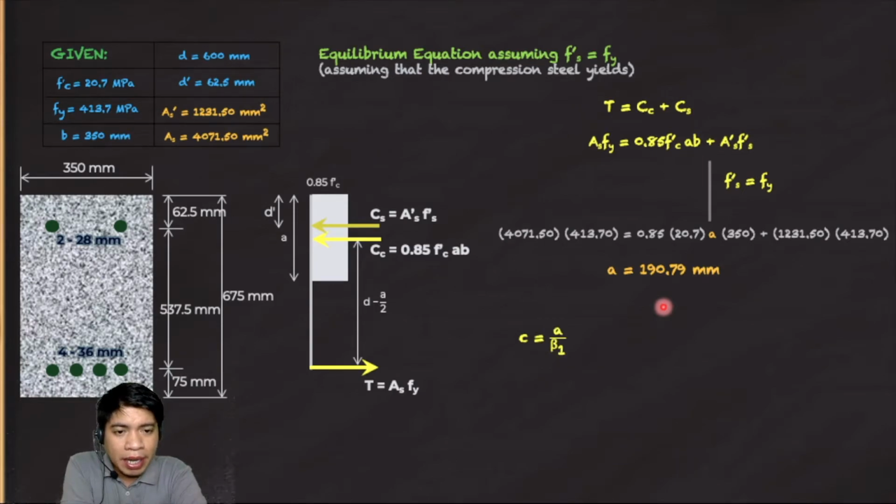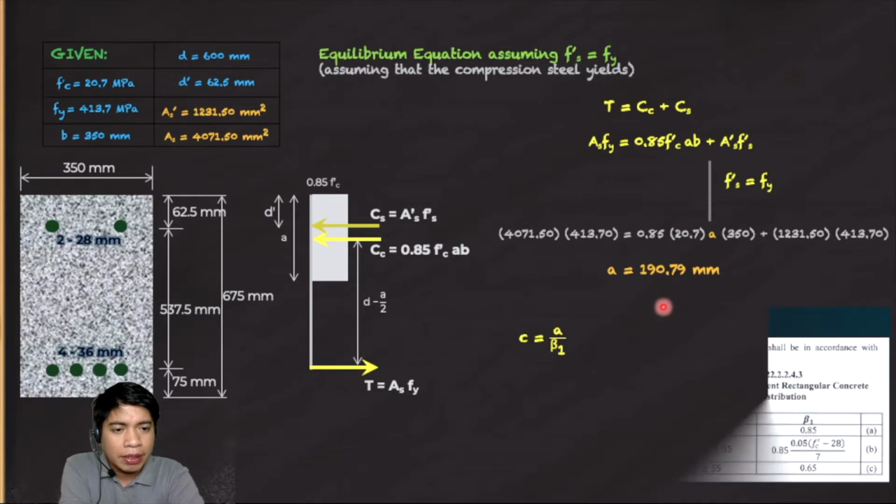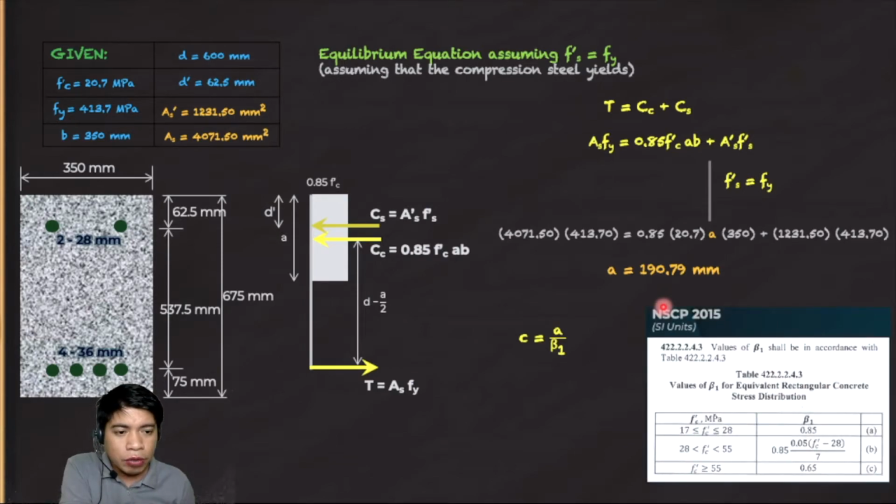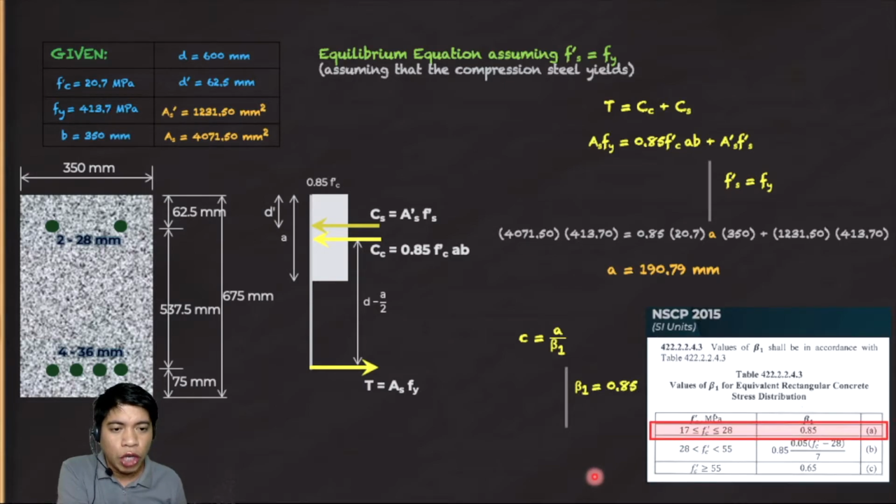So, ibig sabihin kailangan natin guys ng beta 1 at of course, gagamitin natin dito yung NSCP 2015. According sa NSCP 2015, yung beta 1 is nakadepende nga sa ating value ng f sub C prime. Ilan ba yung ating f sub C prime? That is 20.7 megapascal. So, ibig sabihin guys, dito siya nabibilong. Ayun. So, ibig sabihin our beta 1 will be equal to 0.85. Okay, so kapag substitute natin guys yung beta 1 at saka yung A dito, yung ating value ng C will become equal to 224.45 millimeters.